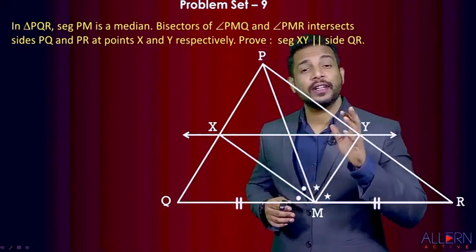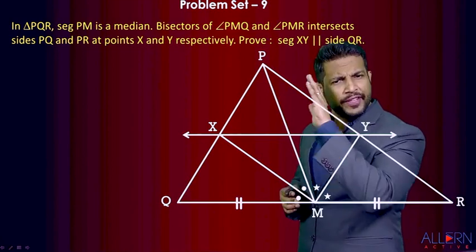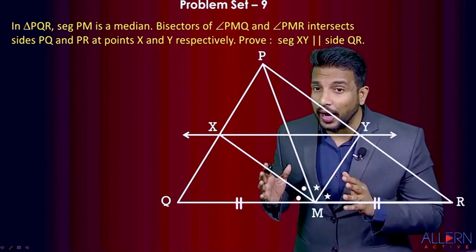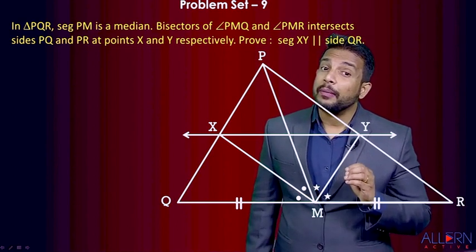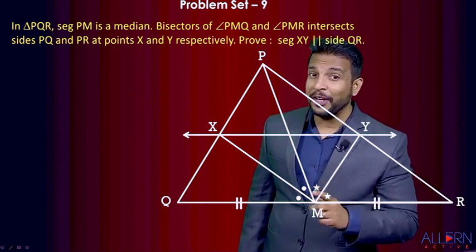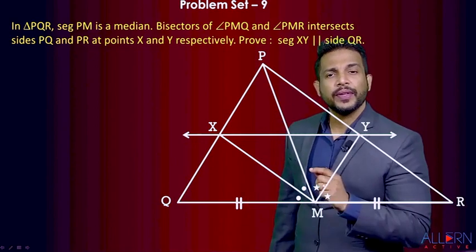Let us do a very simple and a very interesting sum. Let's see the sum. This is a sum where we have the figure given and we have some information. Let's understand the information. It says that in triangle PQR, segment PM is a median. So we have segment PM as a median. That means M is a midpoint. So we have QM and MR are equal.